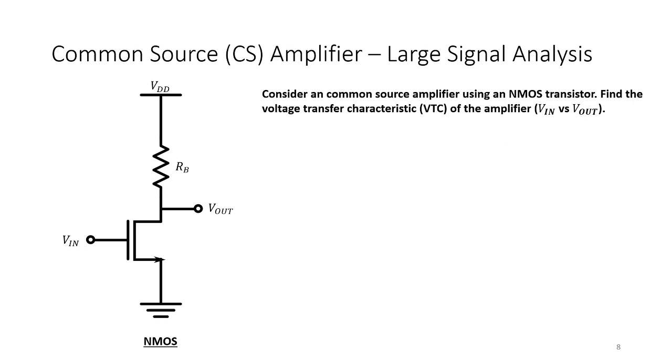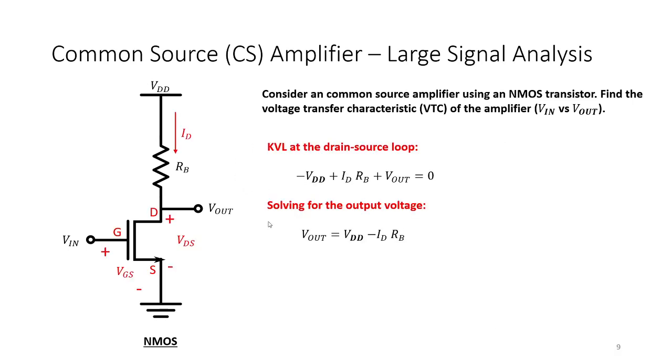So remember, step 1 is to find the VTC. So what are the important equations? First step is to find the KVL at the drain loop source. So it's negative VDD plus IDRB plus V out, right? And then if you solve for the output voltage, V out equals VDD minus IDRB.